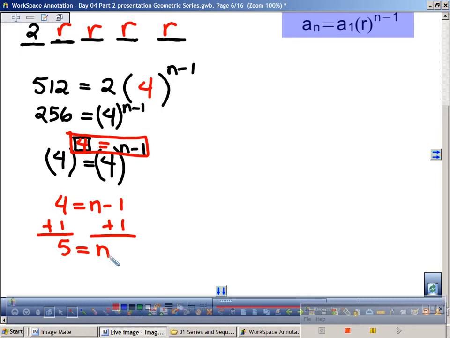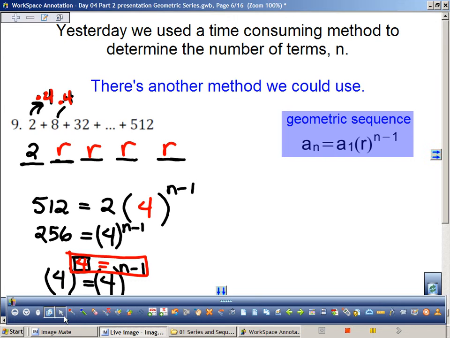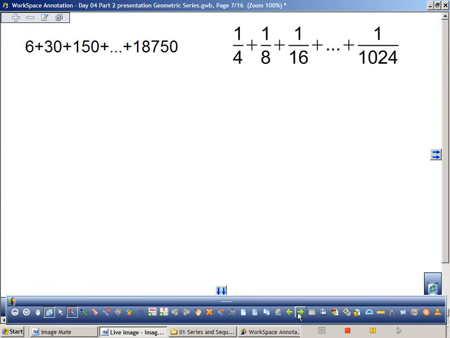All right, so what did all of this tell us? It told us how many terms there were. There are 5 terms. Let's try another one. Let's try this one. I want to know how many terms there are. So I'm going to use my formula.